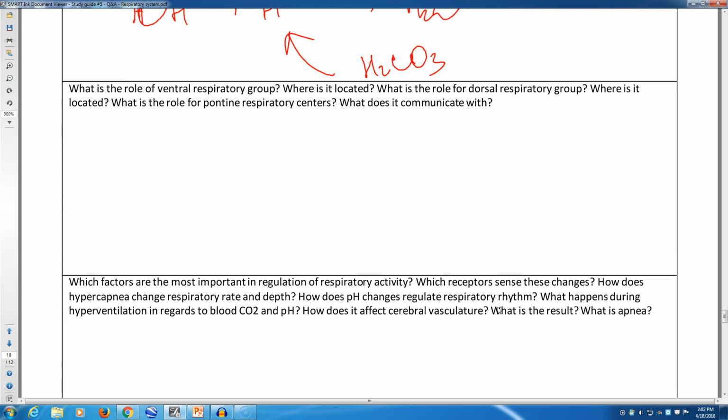Okay, VRG, what does it do? Sets the rhythm. DRG modifies the rhythm, adjusts to metabolic changes. Pontine respiratory center smoothens out the transition.